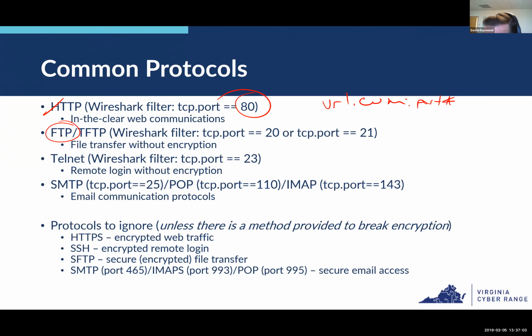FTP, file transfer protocol, standard port there is 20 or 21. Telnet, standard port is 23. What I've provided here are the filters that you use in Wireshark to look for this particular kind of traffic. Last week we talked about the filter language for Wireshark. So if you use tcp.port = 80, that's going to look for traffic in your packet capture that is over port 80, and so that's HTTP traffic.